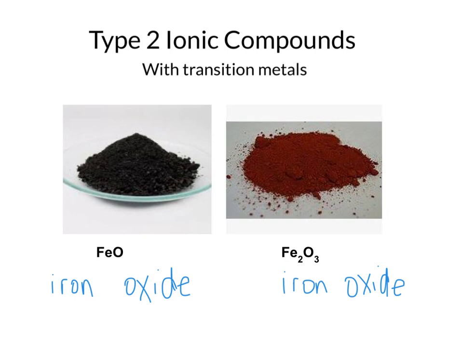When you look at the two different formulas, we have FeO and Fe2O3. They both have iron and oxygen in them, but they're in different ratios. For FeO, there's one of each atom or ion, and in Fe2O3, there are 3 oxygens and 2 irons. So you can see that there's clearly something going on with the transition metals. Otherwise, these would both be called iron oxide.